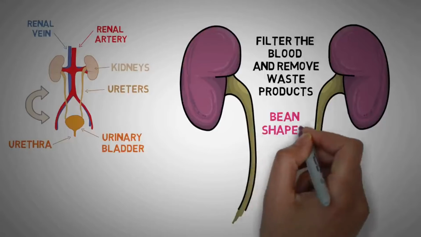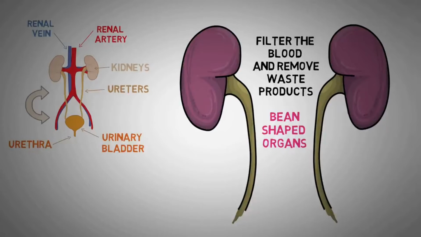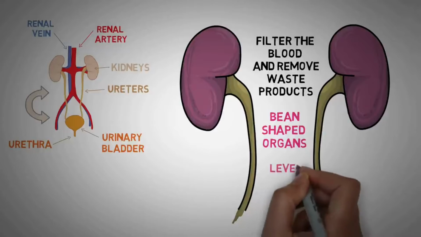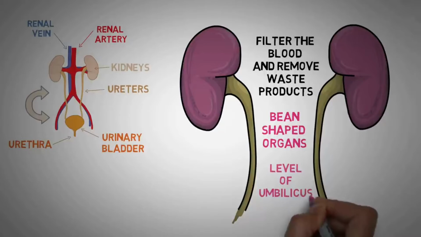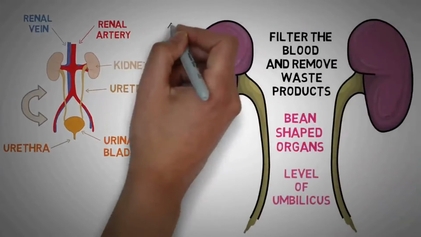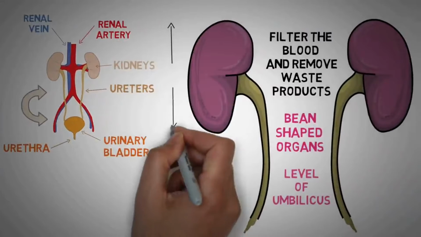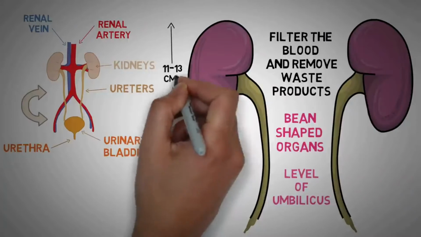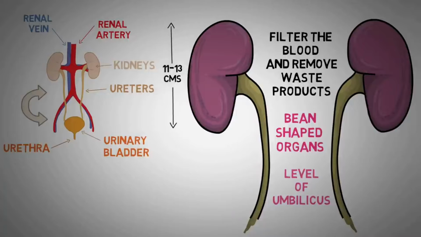Now the kidneys are bean-shaped organs that are present on each side of our spine, almost at the level of our umbilicus. So each kidney measures approximately 11 to 13 centimeters in length, with the left kidney being slightly larger. The right kidney is placed at a lower level as compared to the left kidney. This asymmetry in size and placement is due to the position of the liver on the right side of the body.